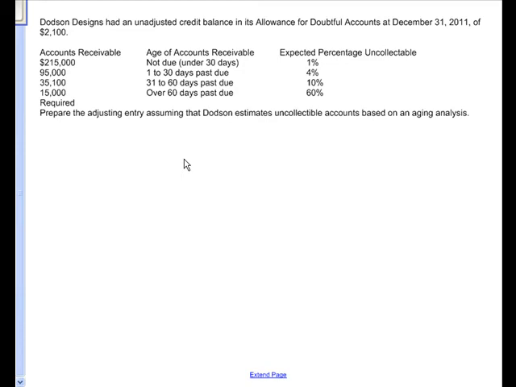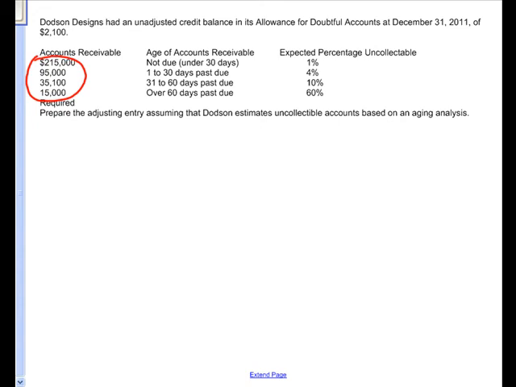For this question, please refer to your Unit 4 study guide. This question is an example of a company estimating its bad debts using the aging method. And the aging method is where we take our accounts receivable, this is how much our customers owe us, and we age it by how overdue it is.